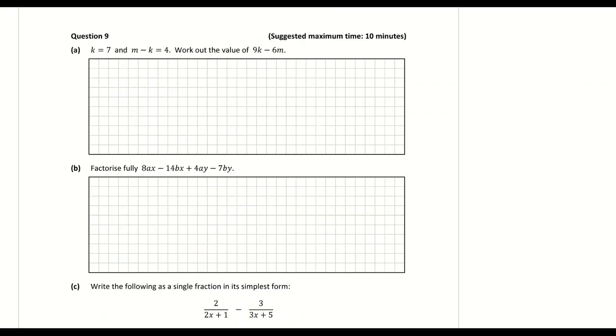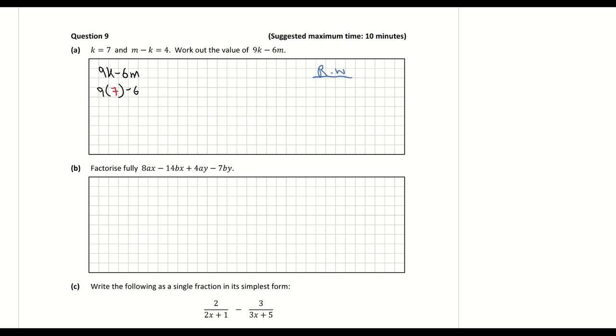Question 9a, k is equal to 7 and m minus k is equal to 4. Work out the value of 9k minus 6m. So this is algebra and we're going to use substitution. We're going to sub in values for k and m. First I'm going to sub in my value for k, which is 7. But I don't know the value of m, but I do know the value of m minus k, which is equal to 4. So I'm just going to do a little bit of rough work here.